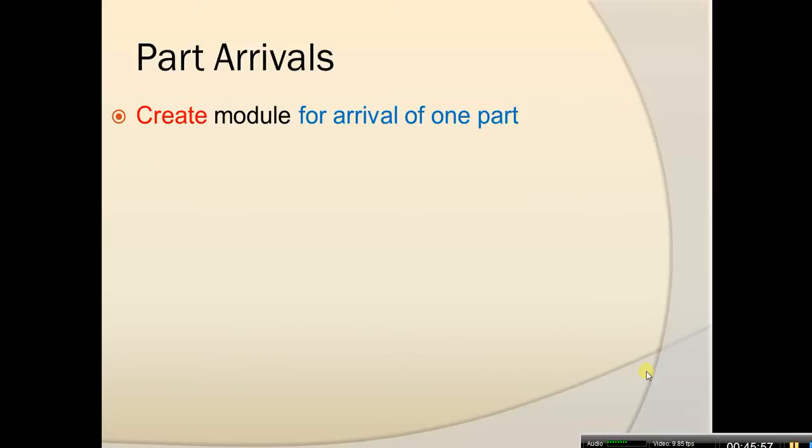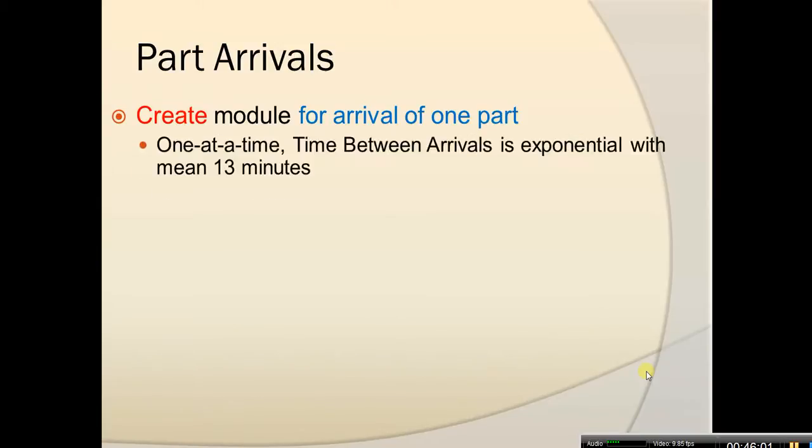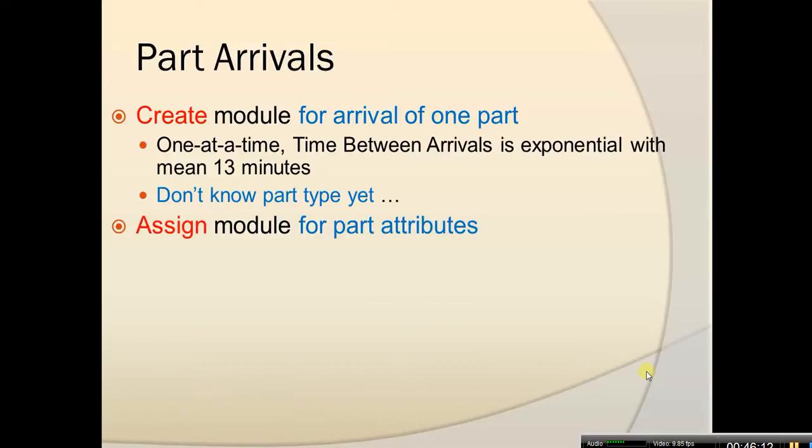So we'll use the create module from the basic process for arrival of each part, and so we'll use one at a time. Time between arrivals will be exponential with an average of 13 minutes, and we don't know part type at that time, but right after that, which will be technically at the same time, we'll have the parts or entities go through the assign module, and that's where we're going to assign the part attributes.